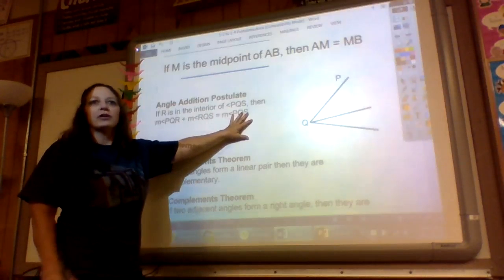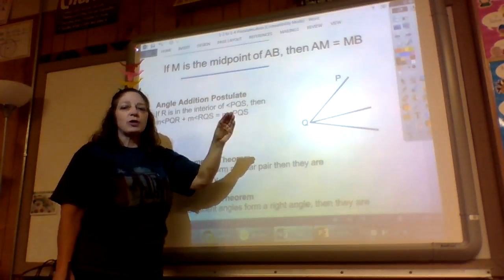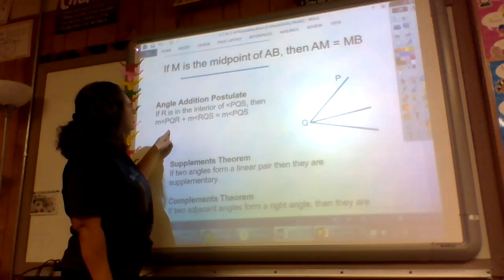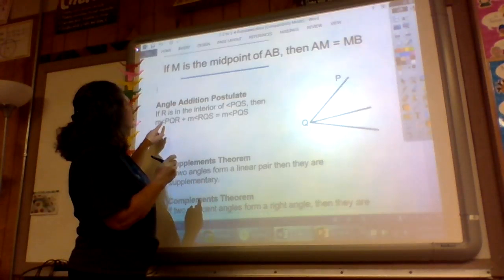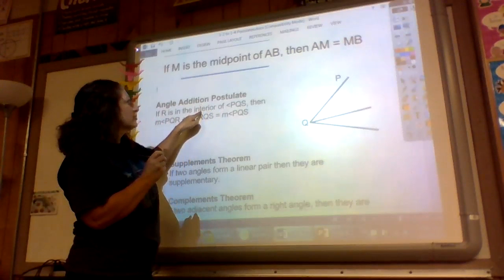Angle addition. It's going to be the same concept as segment addition. You're going to have a small part plus a small part to equal a whole. I think I'm missing letters, so y'all have to write them on here with me. Angle addition postulate. If R is in the interior, oh yeah, that brings up another word.